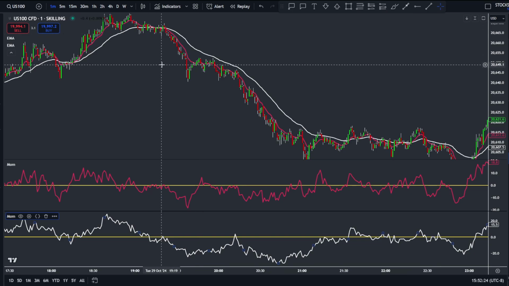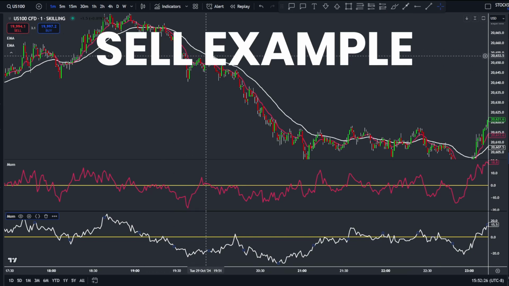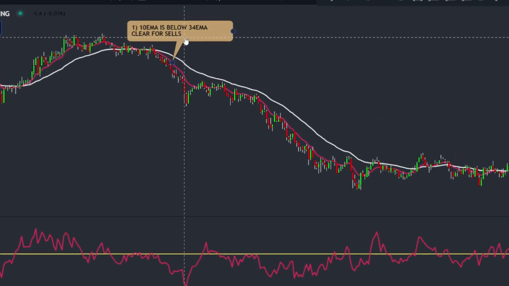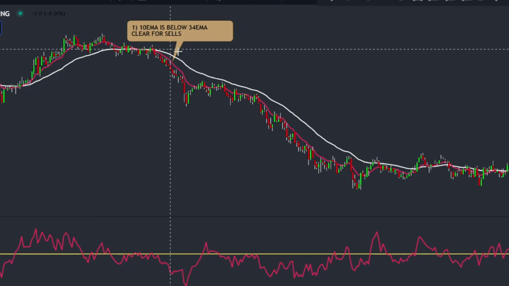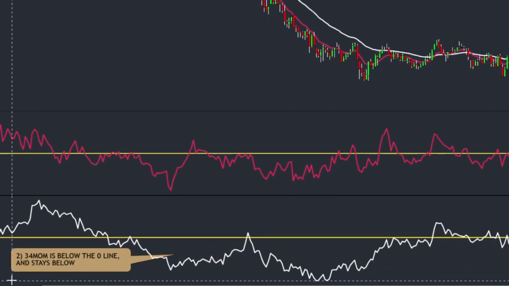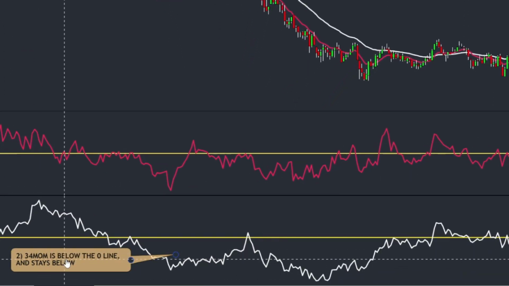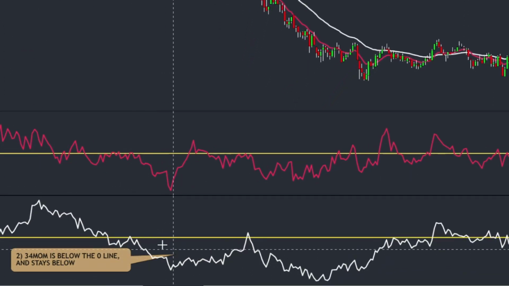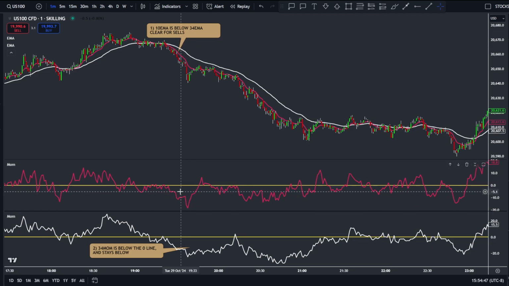So let's go over the rules of a sell setup and an example right here. Step 1, 10 EMA is below the 34 EMA. That means we're clear for sells. So right here, we're going to be looking for sells. Step 2, the 34 momentum indicator should be below the 0 line. And the 10 momentum indicator should also be below as well at this point in time. So this yellow line here is the 0 line. You identify that the price is below it for both the 10 and the 34.